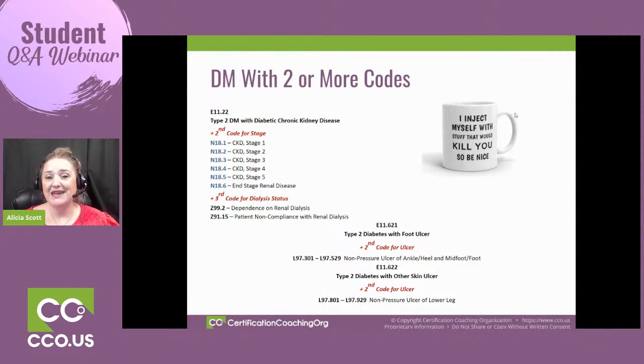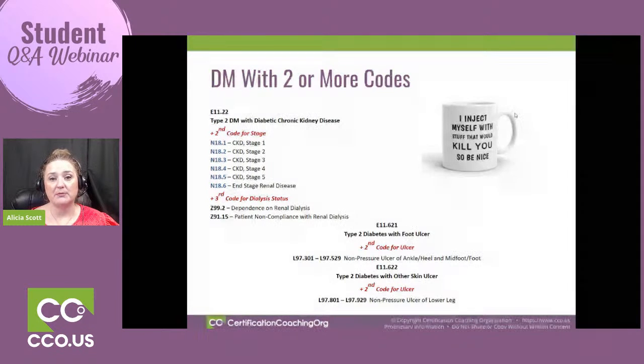Then you may, in addition, from time to time, have a patient who is non-compliant with renal dialysis. Then you could append also Z91.15. All pertinent for tracking statistically and telling the story of the patient, giving the proper translation.